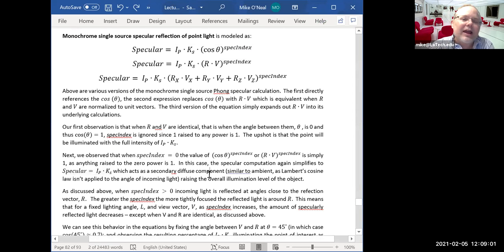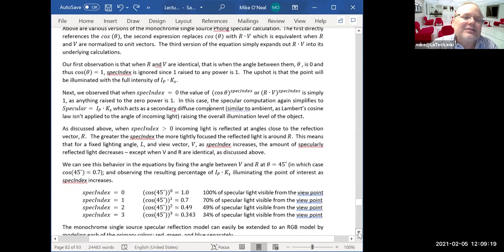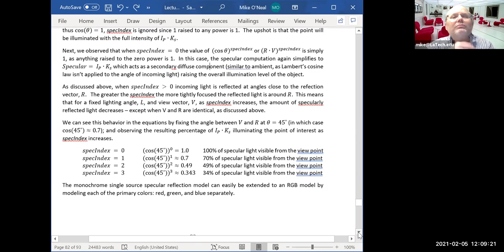And notice I'm saying it's another ambient component because we're not using Lambert's cosine law here to attenuate based on direction. You might say, well, shouldn't you? Well, probably, maybe, but it's a model, and we use the model because the model kind of works, and it's the accepted model.